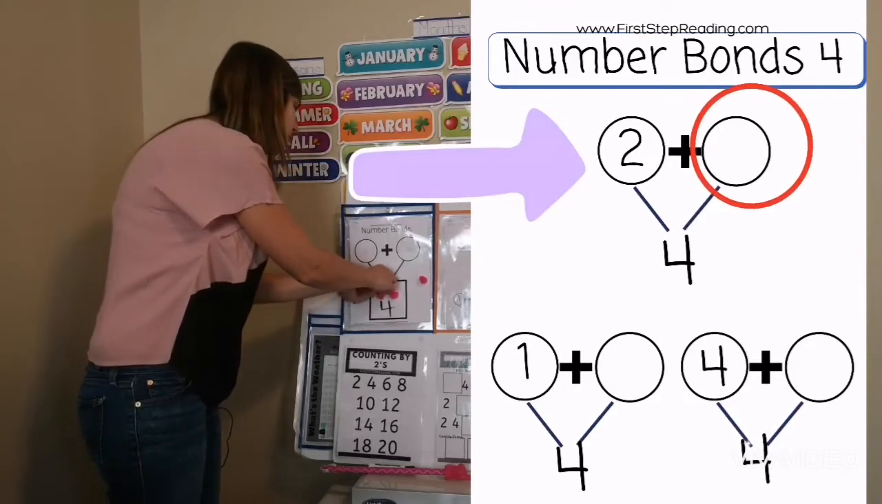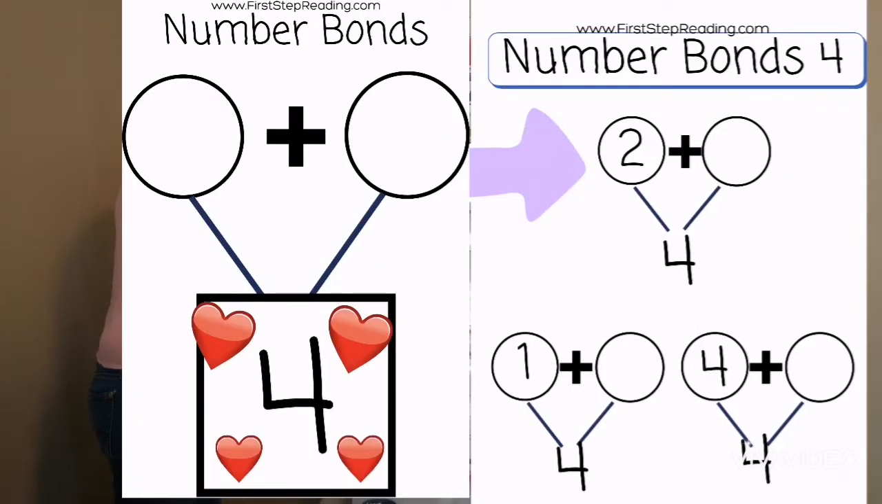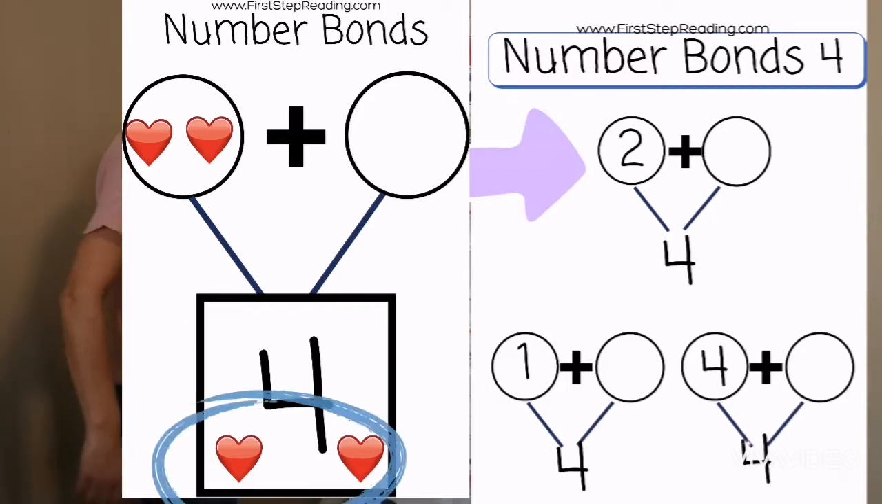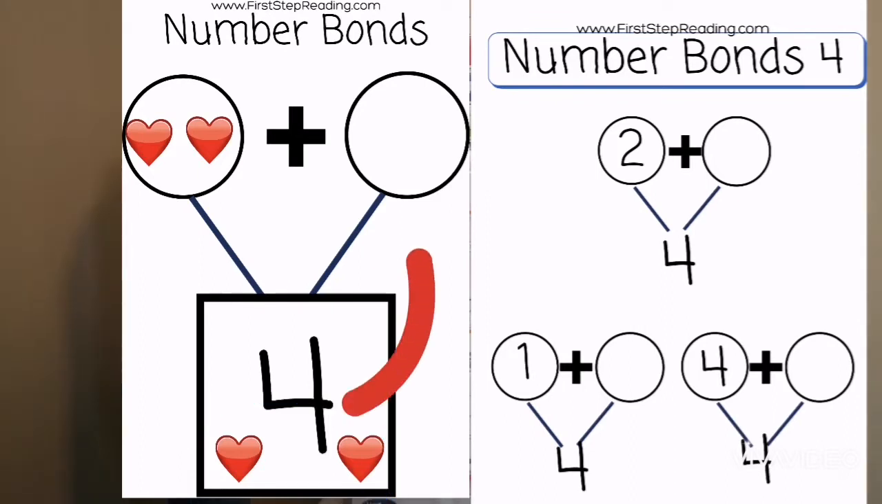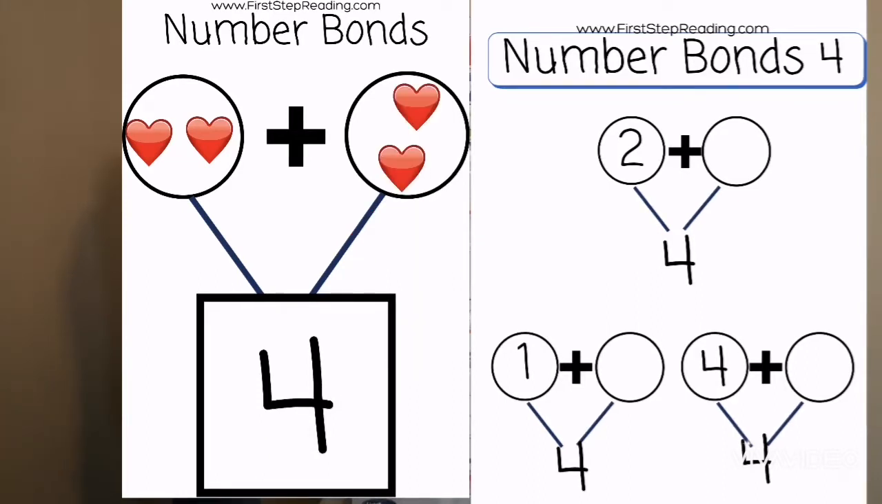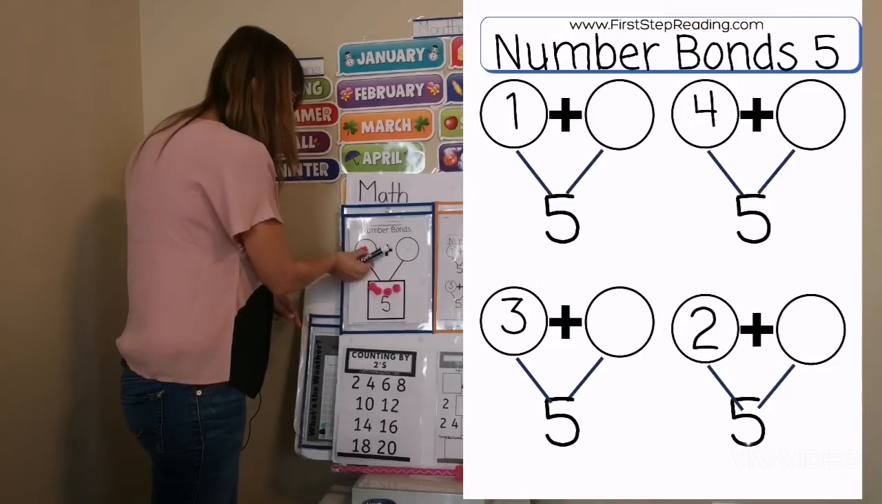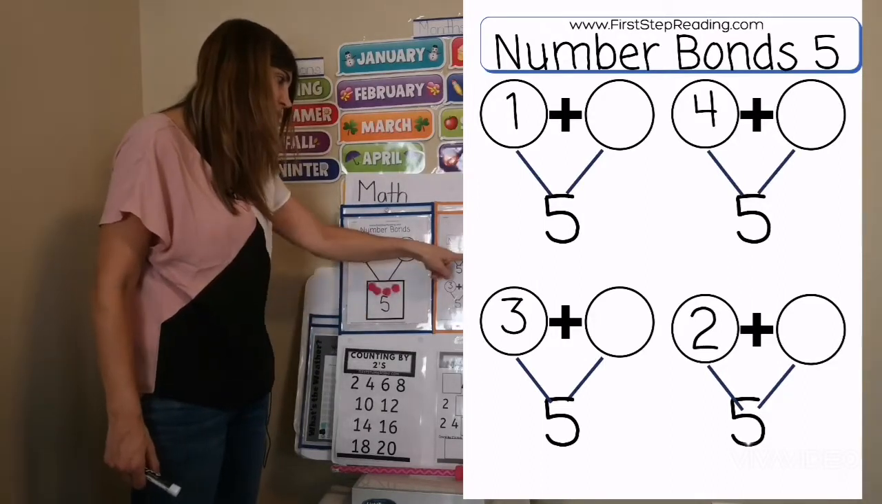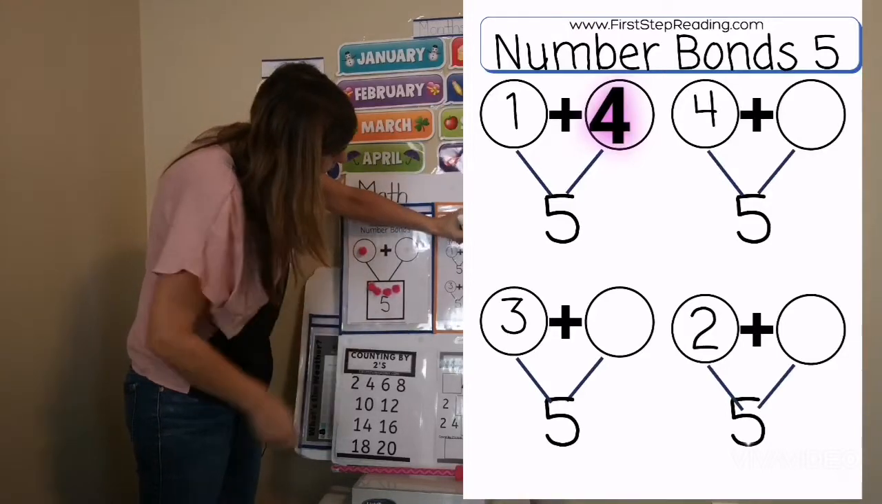So I put 2 on my counters. 1, 2, and how many are left? 1, 2. Okay? So 2 plus 2 equals 4. That's question 1. 5 counters, and I'm putting 1 over here. How many are left for this one? 1, 2, 3, 4. So my answer is 4.